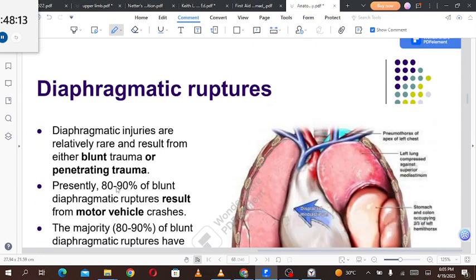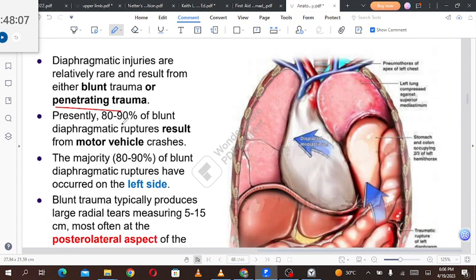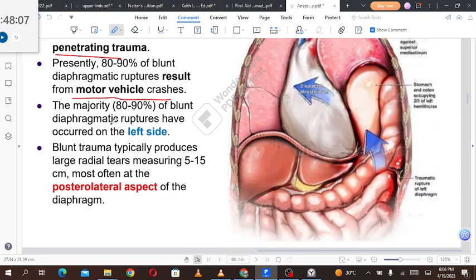Okay. Then we have diaphragmatic ruptures. Talking about diaphragmatic ruptures, diaphragmatic injuries are relatively rare and result from either blunt trauma or penetrating trauma. Presently, 80 to 90% of the blunt trauma ruptures result from motor vehicle crashes. The majority, 80 to 90% of the blunt diaphragmatic ruptures, have occurred on the left side. Why so? Because there is relative protection by the liver on the right side.